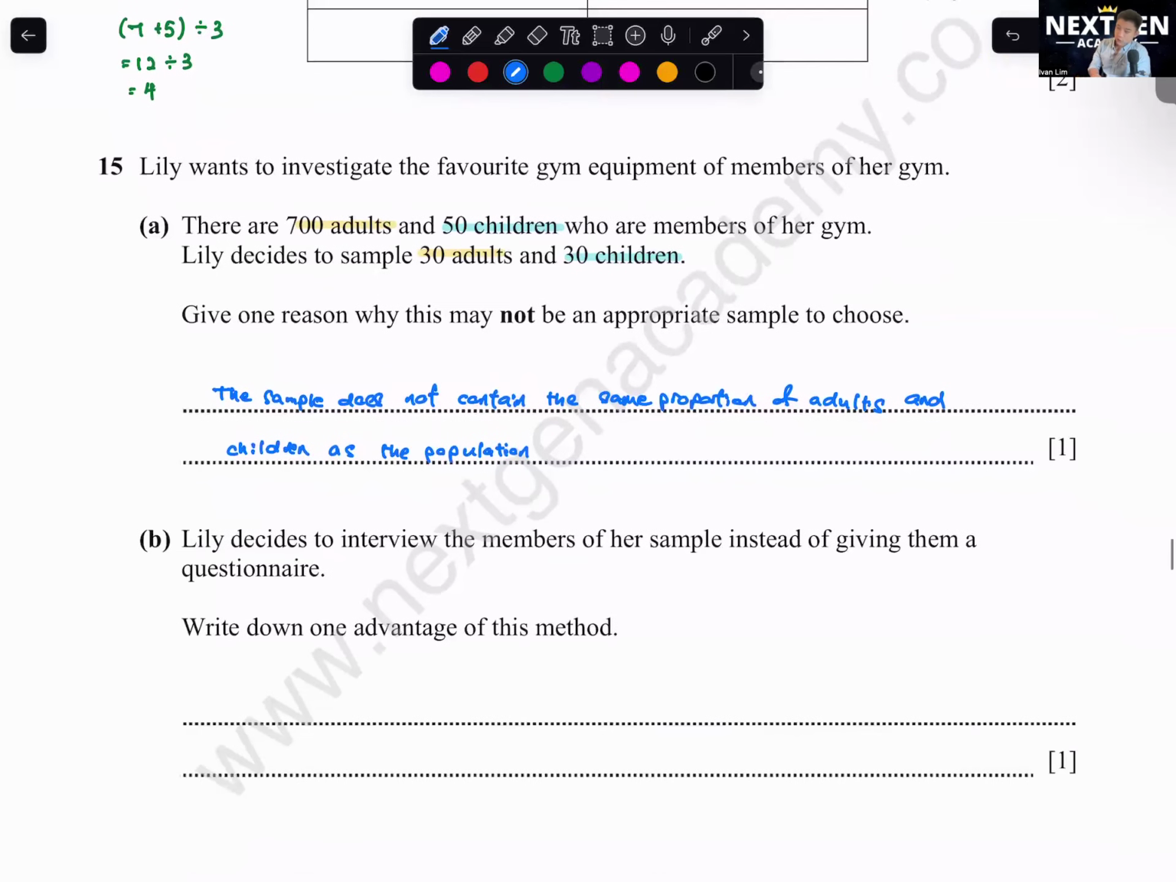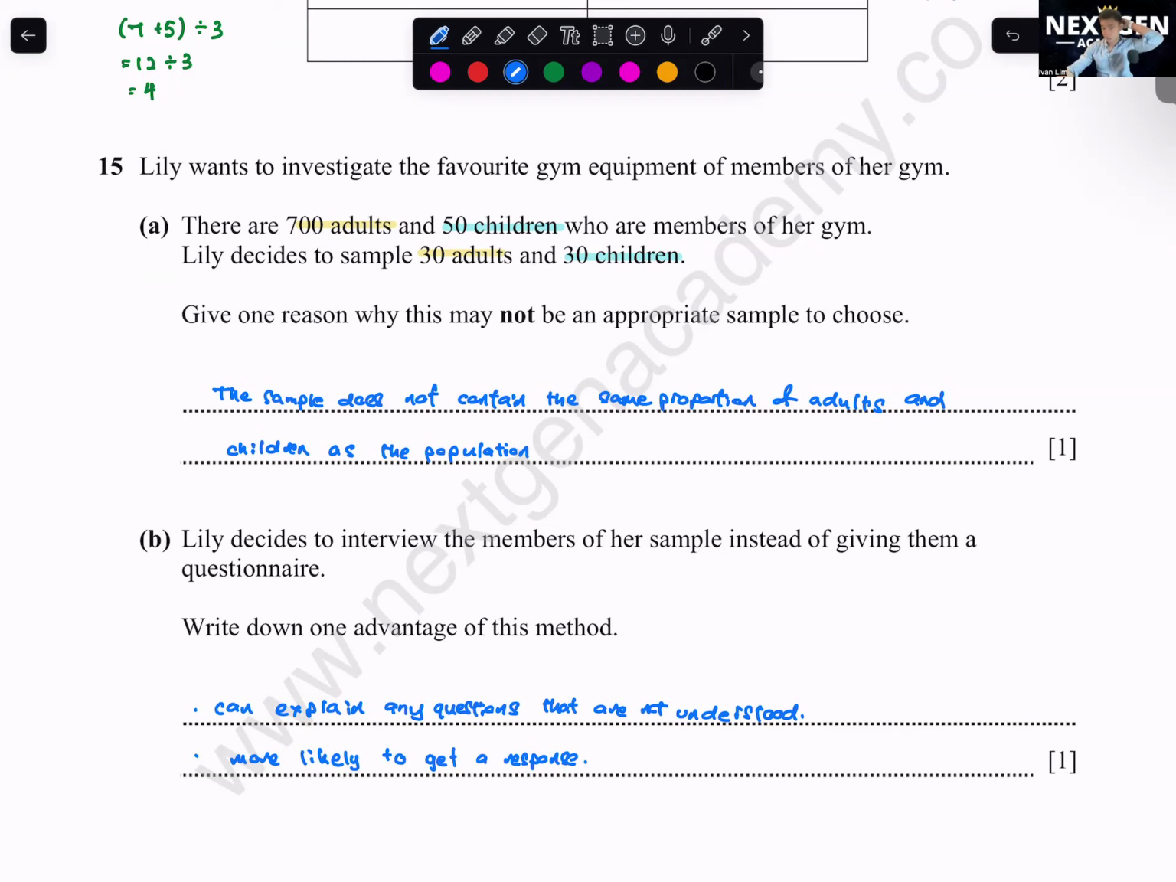So what we can say over here is that you can explain any questions that are not understood. We also can say one more thing, that it is more likely to get a response. If I ask you in person, you cannot run away from me, so you need to answer me immediately. So just write one of these answers here.